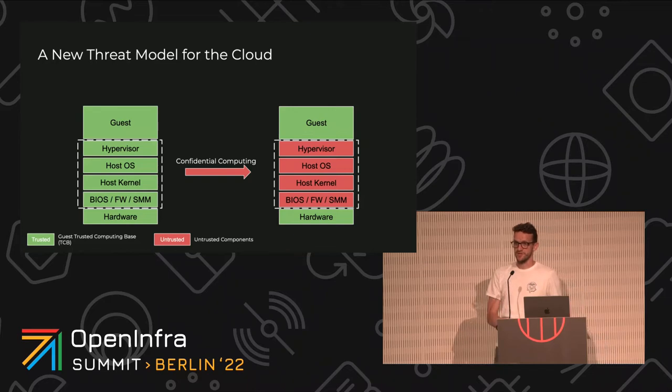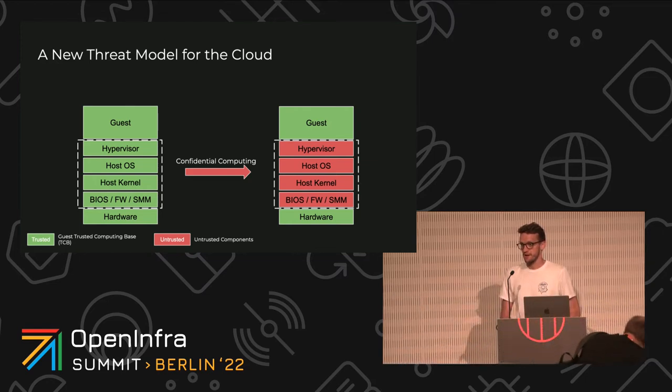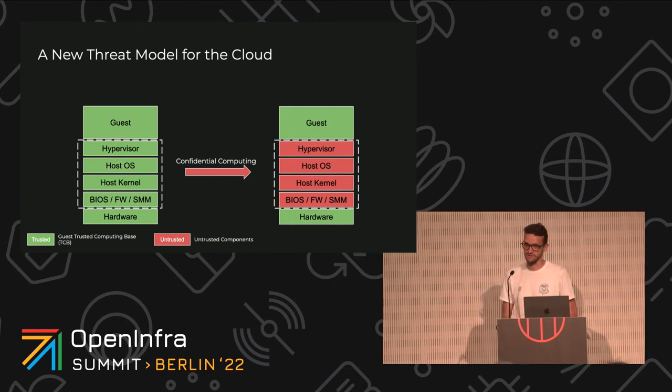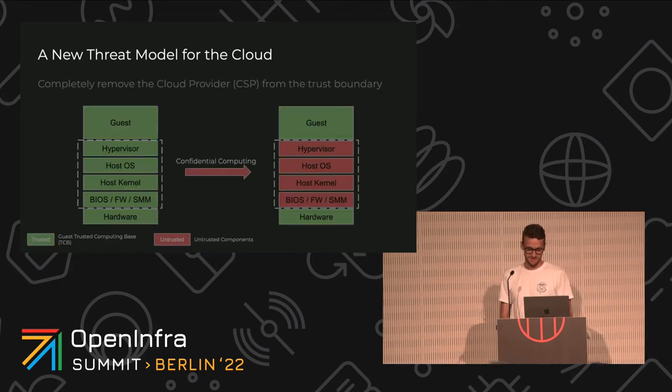What confidential computing tries to do is to move a bunch of those layers out of the trust boundary. And a bunch of those layers is basically the entire host software stack. Anything that's there, from the firmware, from the BIOS, up to the virtualization layer, confidential computing claims that you can remove that from the trust boundary. So basically, you don't have to trust any of those layers anymore. Okay? That's a very significant change from the current threat model. It's a drastic change, I would say.